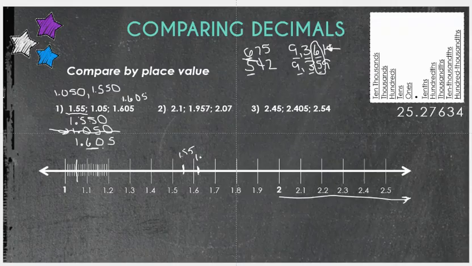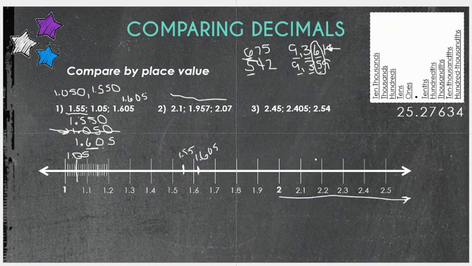So this gives them a little bit more of a visual, and it's not quite as abstract. It gives them some type of representation that they can connect to. And here they can see 1.05 is all the way down here. 1.55 is here. 1.605 is here. Same idea with these three.